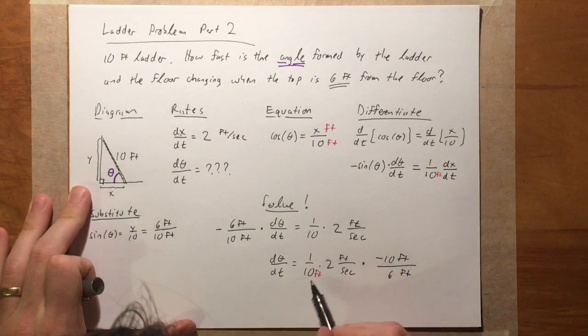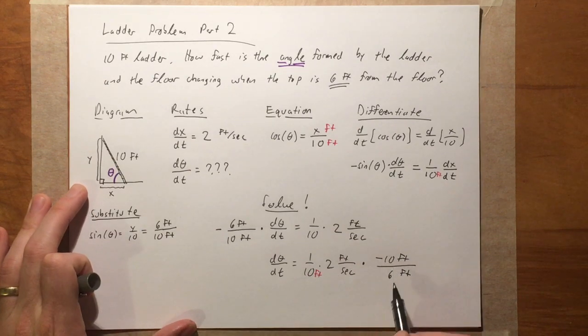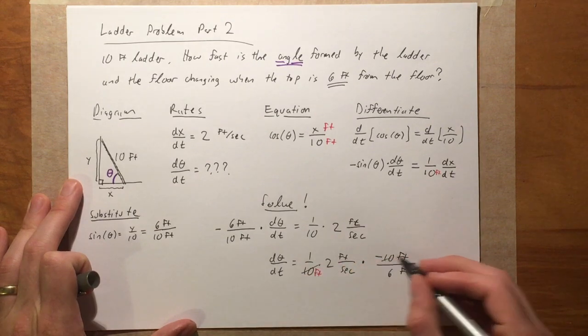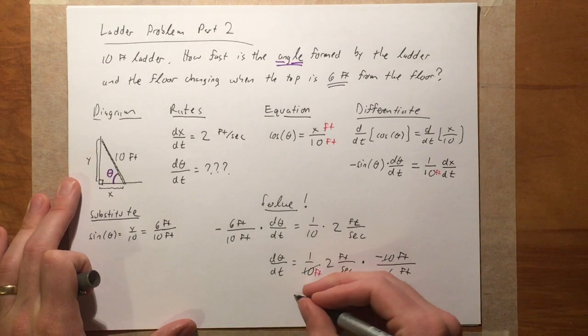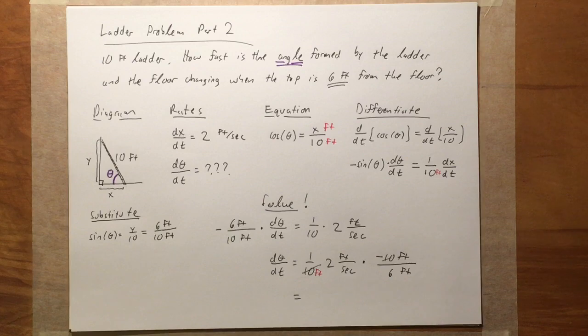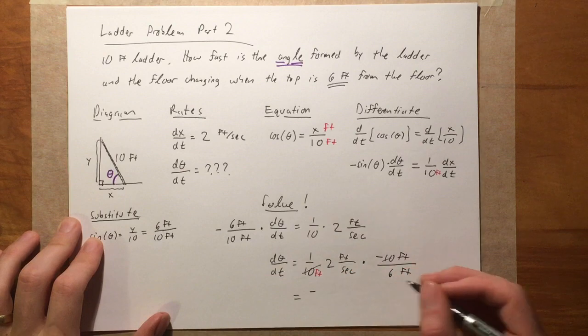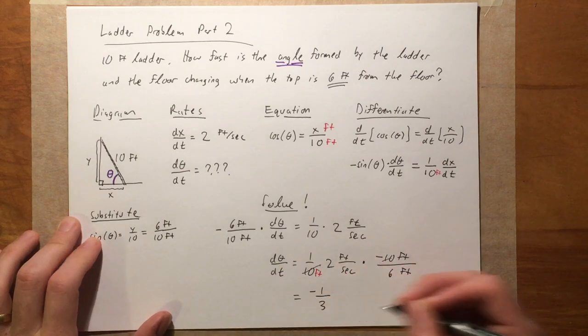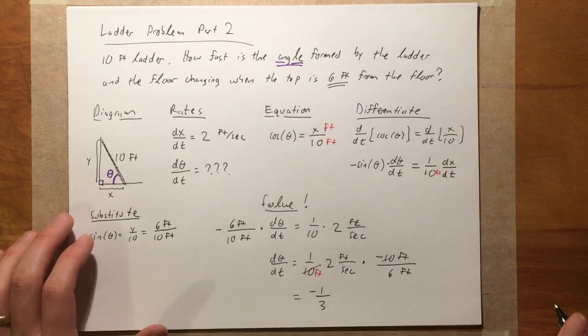So now we're going to have 1/10 times 2 times negative 10 over 6. So the 10s are going to cancel out. We're going to have negative 2 over 6. Negative 2, hang on a second. Negative 2, did I miss something? Negative 2 over 6. Sorry, my notes are wrong. I think that's fine. Negative 2 over 6 is negative 1/3. Okay, I'm going to go with it.